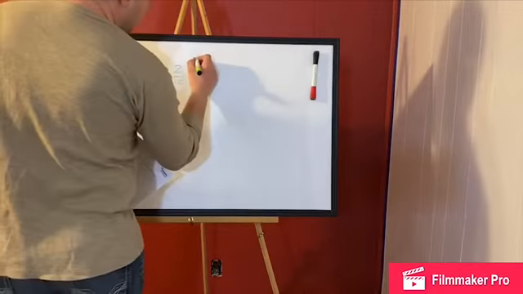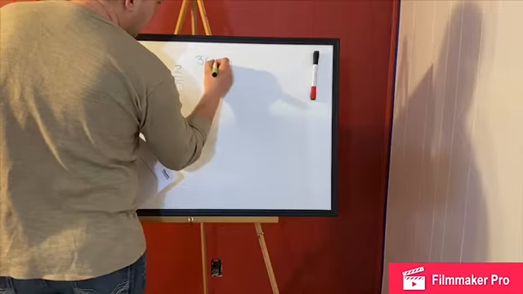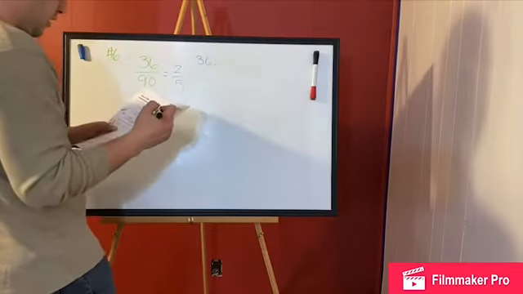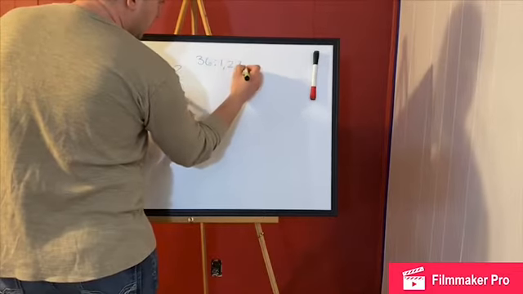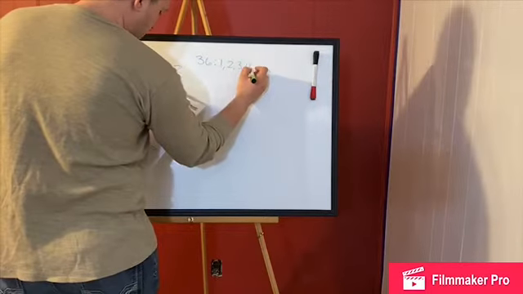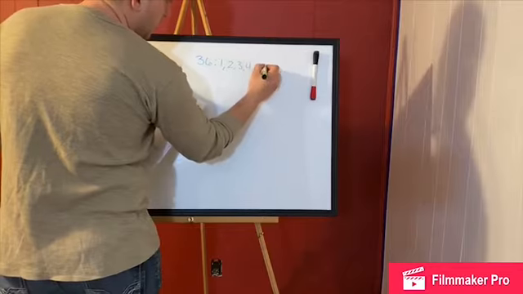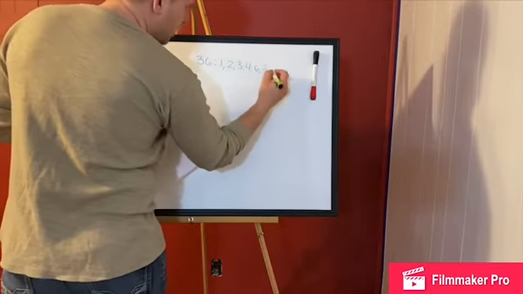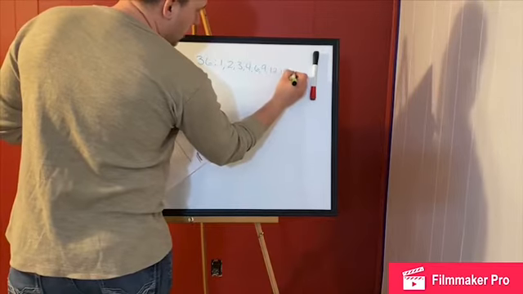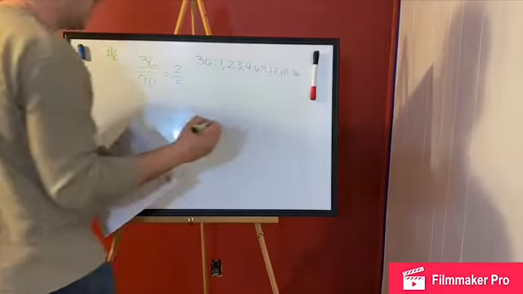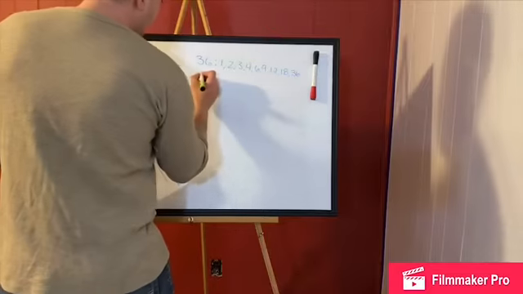So let's do this, just like we did with question number 1, 36. We know it can take 1, 2, 3, 4, 6, 9, 12, 18, and 36. All right, so let's look at 90.